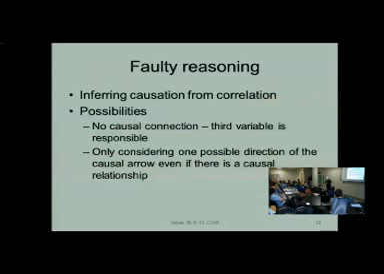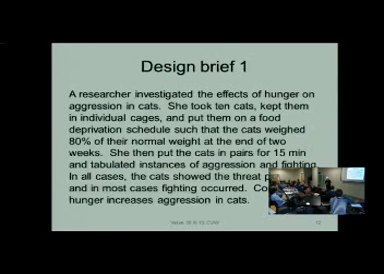Okay. Then there's faulty reasoning, which of course none of you would ever be subject to. But it happens a lot that people infer causation from correlation. One possibility is there's no causal connection at all. There's some third variable or other variables that are responsible. Another thing people do is often consider only one possible direction that the causal arrow could run in, instead of also thinking about it in the other direction. And it matters what you do here because that is going to affect what later experiments you do. Are you going to do something that's going to allow you to find out what the cause of some correlation that you have is?